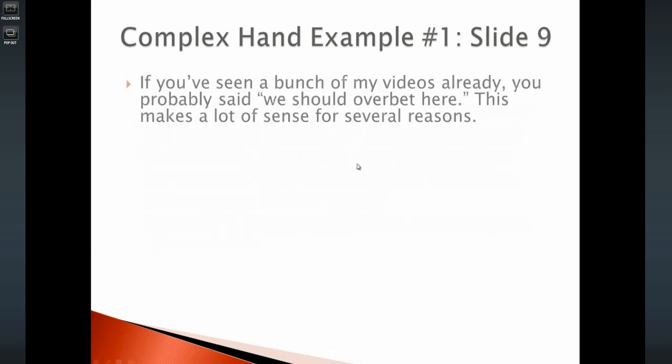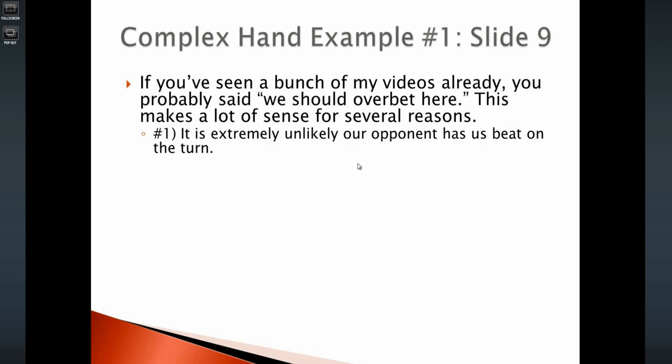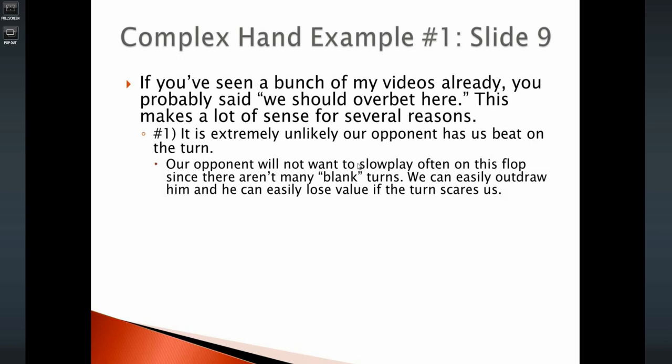Slide 9. If you've seen a bunch of my videos already, you probably said we should overbet here. This makes a lot of sense for several reasons. The first is, it is extremely unlikely our opponent has us beat on the turn. Probably the most important one, right? He'd have to slow play a hand on the flop, which is really hard to do, and then if he didn't slow play a strong hand on the flop, there's no way the turn card could have improved him.